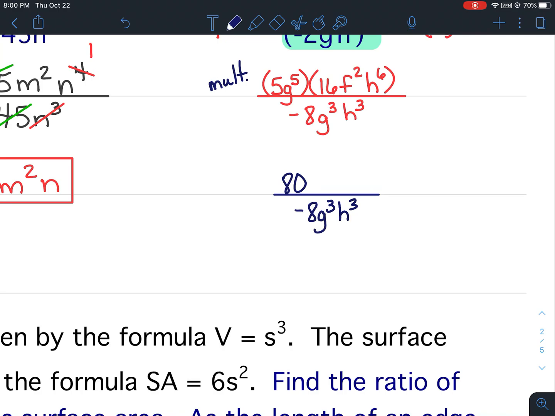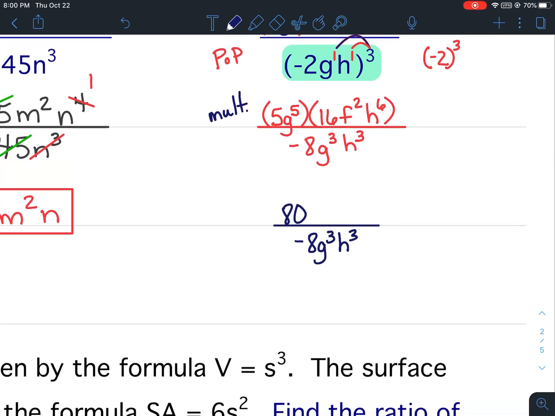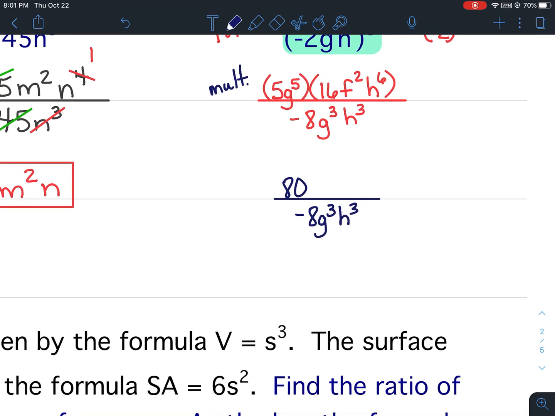And then notice, once again, like the previous problem, the variable terms in the numerator are all different. So do I have anything that I need to add, any exponents that I need to add? No. Now, if the g were an f, I would add those exponents. Or if the g were an h, I would add those exponents, and so forth. But because each one of those variable terms is different, I just bring them down. I'm going to bring them down in alphabetical order. So I would bring down f squared, then g to the fifth, and last h to the sixth.